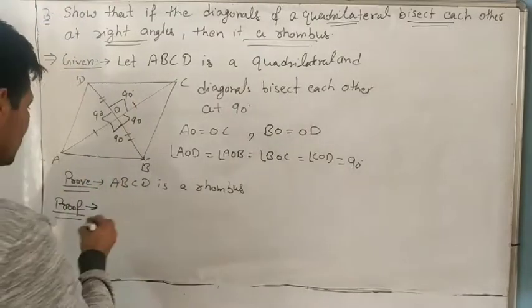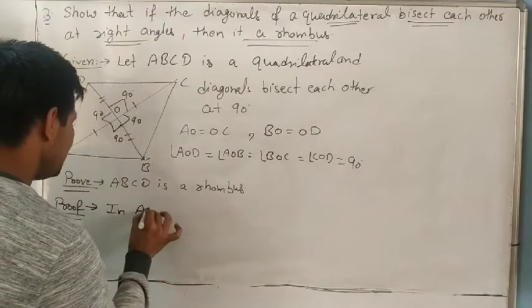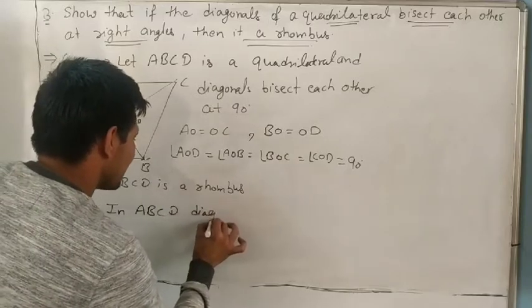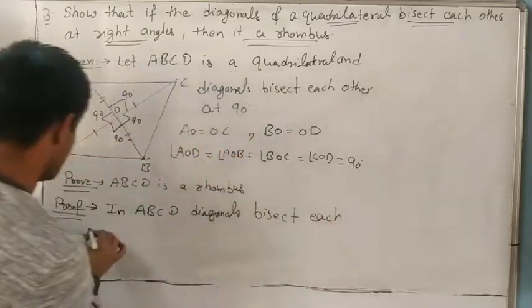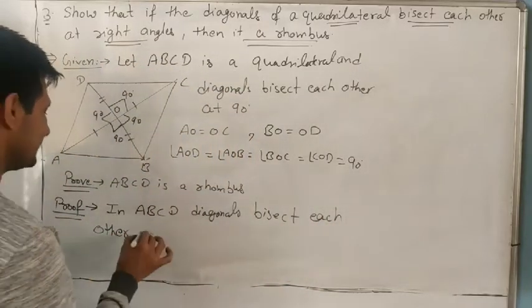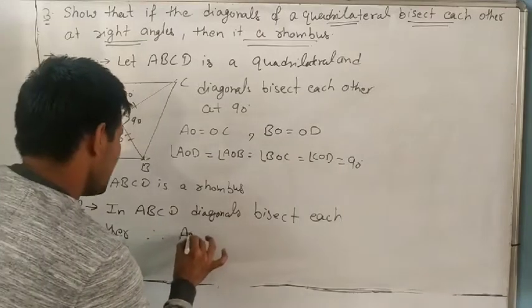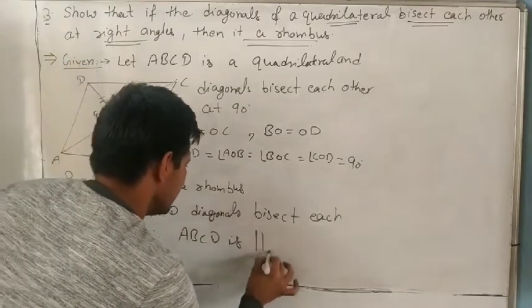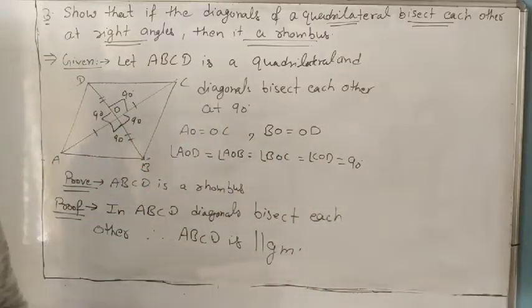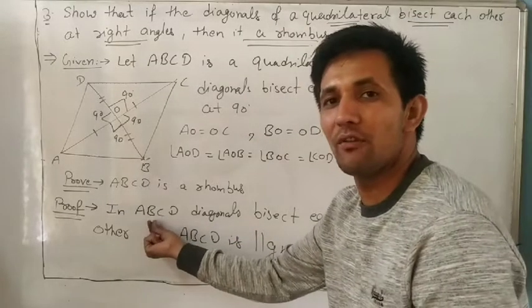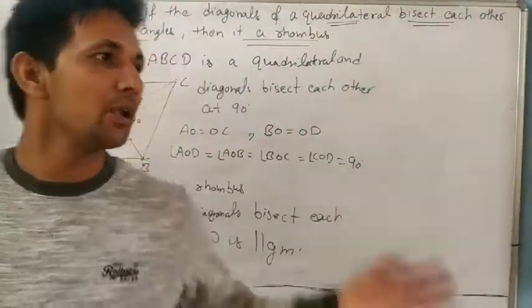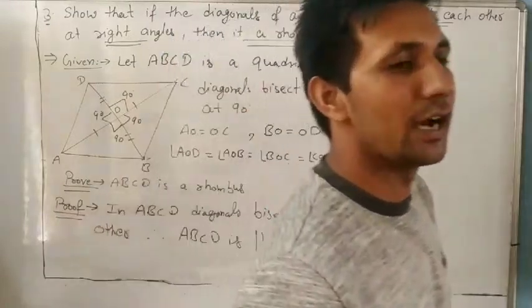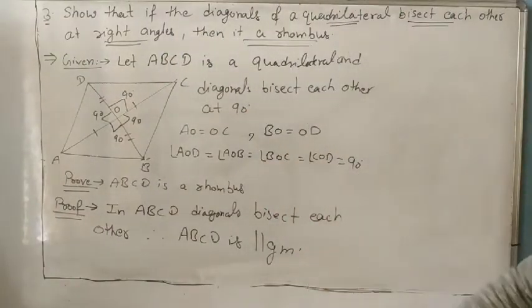Very good, that you can write. In ABCD, diagonals bisect each other. Therefore, ABCD is a parallelogram. Here we directly use the property of quadrilaterals: if in any quadrilateral the diagonals bisect each other, it is a parallelogram. Opposite angles equal, it is a parallelogram. Or third, opposite sides equal, it is a parallelogram. So ABCD is a parallelogram.